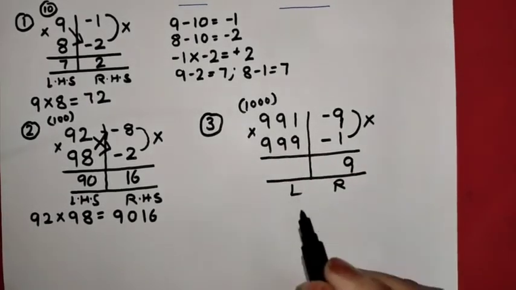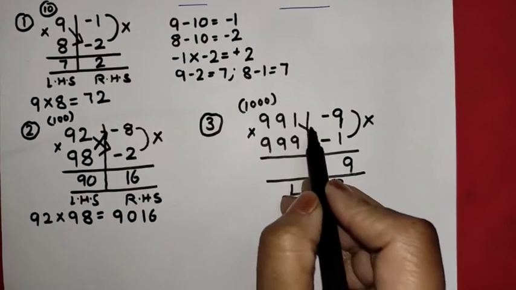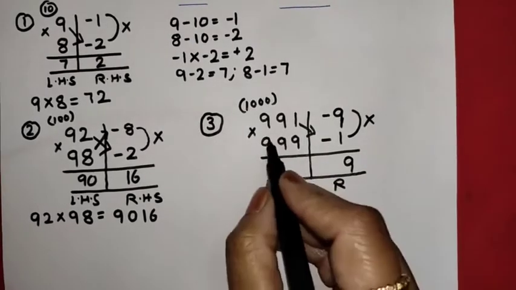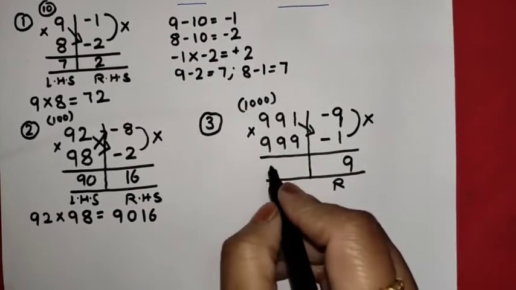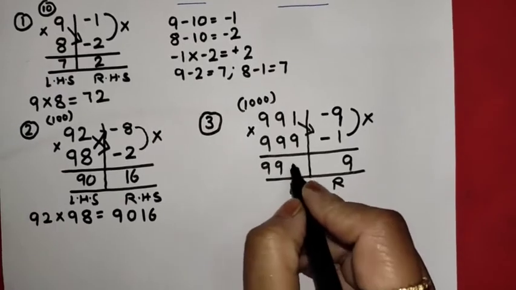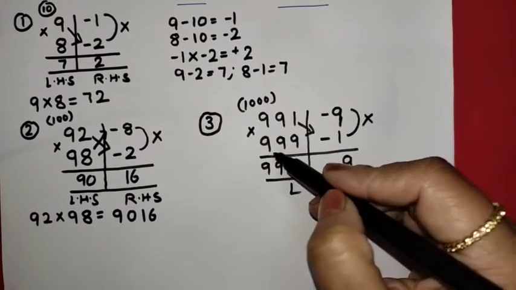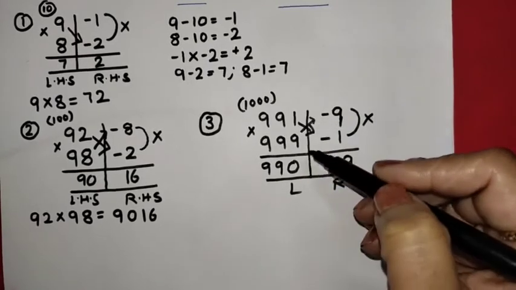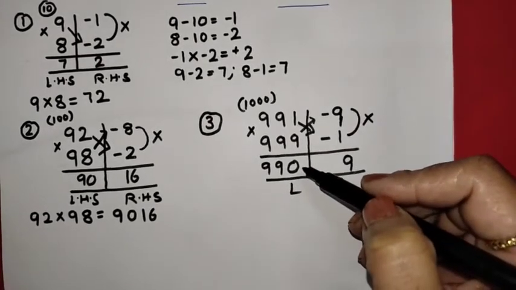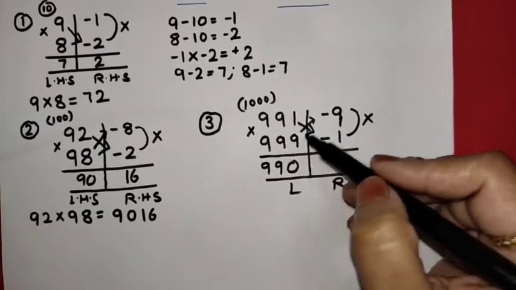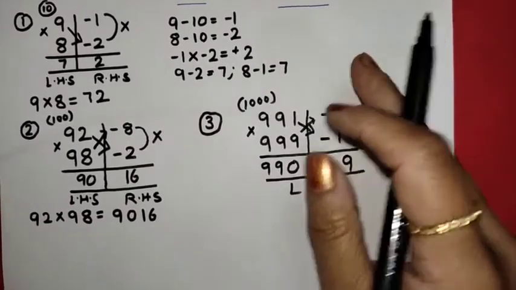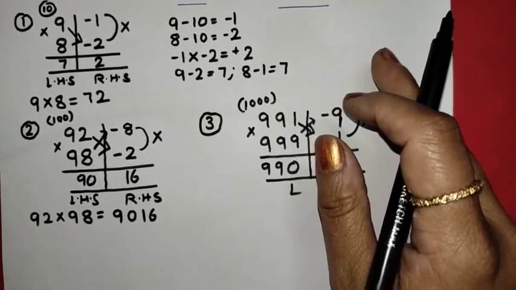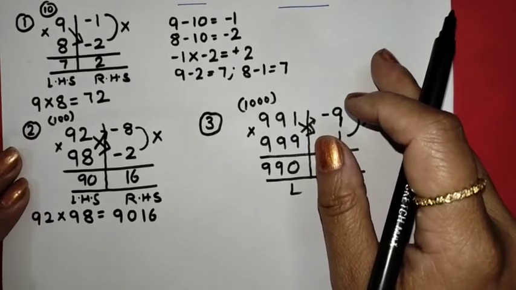And for your left hand side answer, what you will do? You will cross subtract. 991 minus 1 will come 990. Or you can also do 999 minus 9. It will also give you the same answer, 990. So always choose among the two in which you have to do the lesser calculation, right? I hope this is clear to you. There should not be any doubt about this.